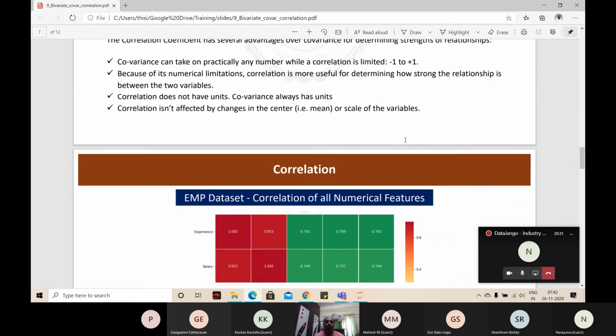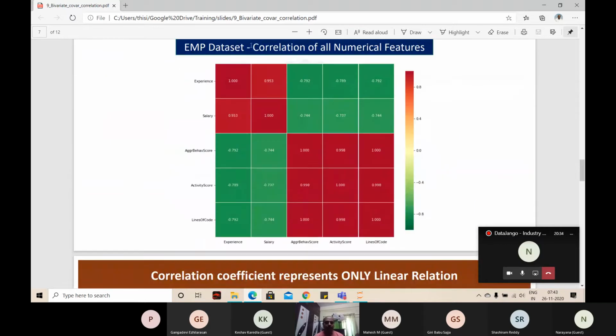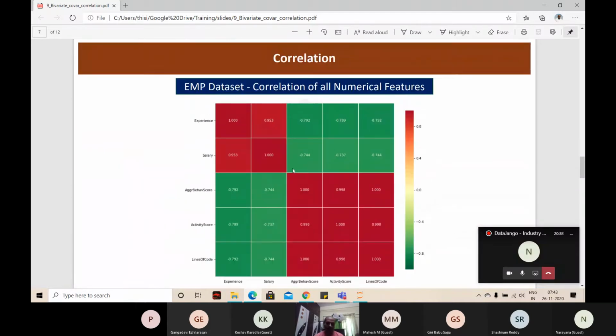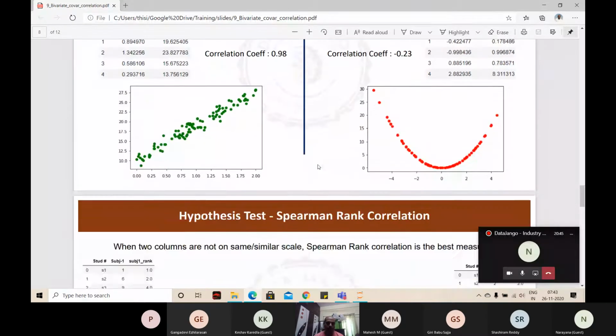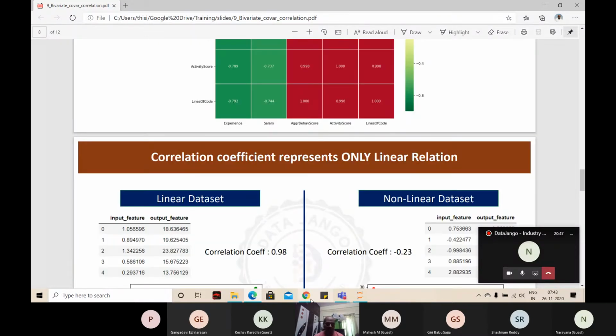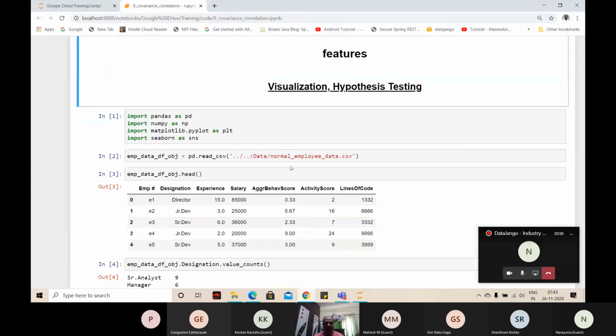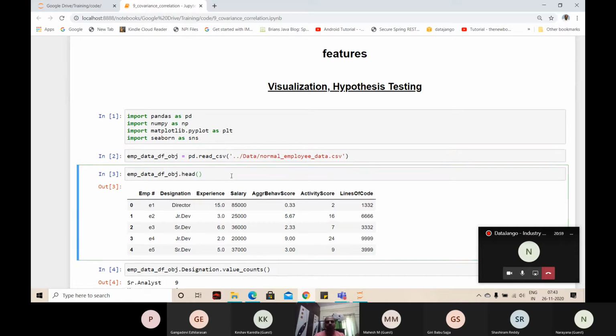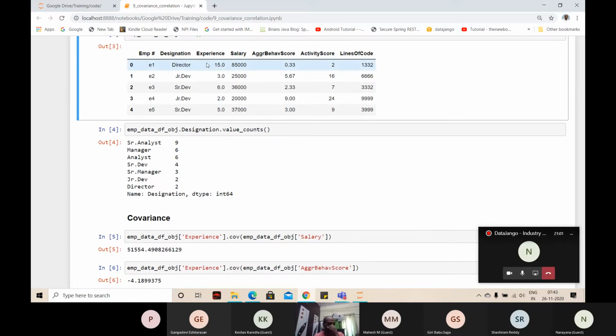So that is correlation, and we were actually looking into the heat map. That heat map is nothing but a matrix of colors rather than numbers. So let us look at the code example of how to do a heat map, and then we'll understand more about correlation. I have taken the same employee data set, where we have employee number, designation, experience, salary, and so on.